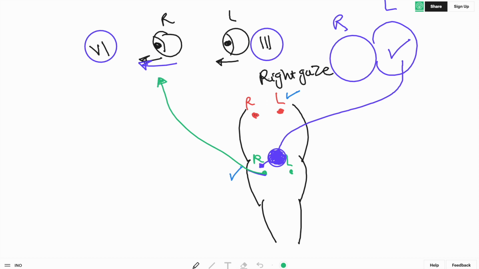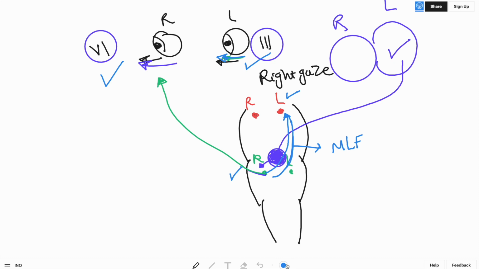Fine. Now I still need this eye to move with me. I still need the left eye to move. And so the abducens will actually send through the medial longitudinal fasciculus to the left eye, asking it to move medially like this, activating the oculomotor nucleus of the left eye. And so in order to move your eyes to the right, I activated the right abducens and the left oculomotor. These fibers ascending through the brainstem are called medial longitudinal fasciculus or medial longitudinal bundle.